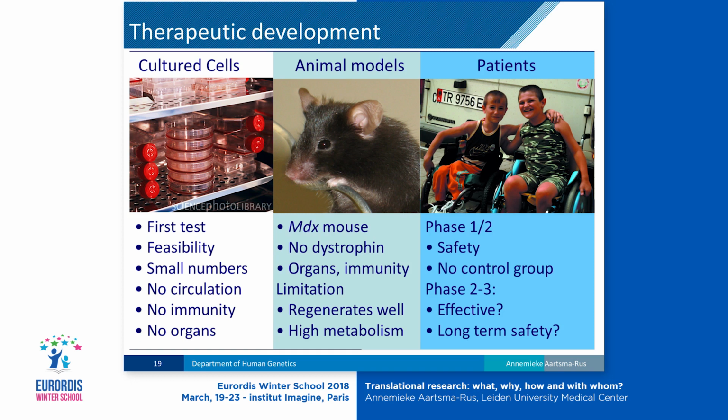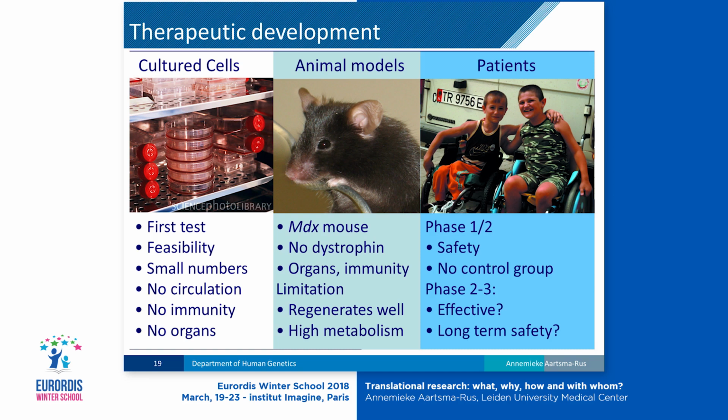Then the next step is the mouse model. And for Duchenne, we have the MDX mouse. It doesn't make dystrophin. It's a naturally occurring mouse model. Of course, this mouse does have organs. It does have an immune system, but there are still some limitations. The first is that it regenerates very, very well. That means that the muscle quality in this mouse is much better than in humans, or in Duchenne patients. So if you have a therapy and you test it in this mouse, it will probably work a lot better than it will work in patients, because the muscle quality in the mouse is like 85-90%, while in patients it's maybe 25-30%.